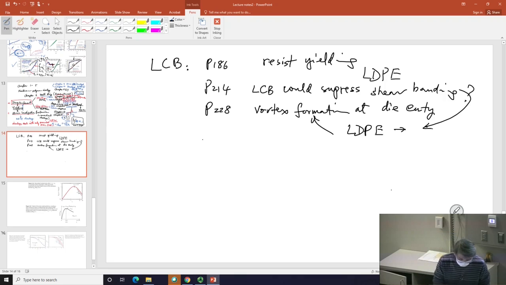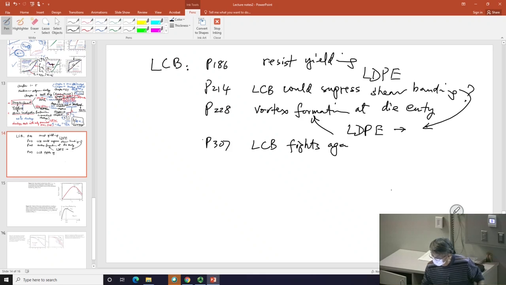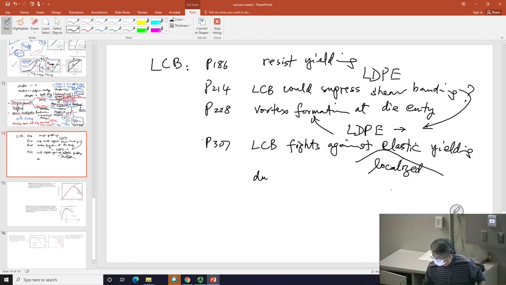So these are the few places where, one more last place I should mention about long chain branching is, of course, the place where I last time already mentioned on page 307, the long chain branching can fight against elastic yielding. Basically delays it, against localized elastic yielding during, or rather after, step extension. So these are the few places where the effect of long chain branching stands out.